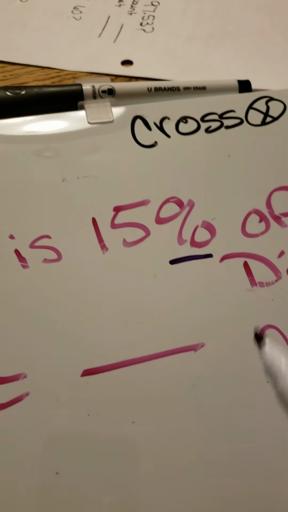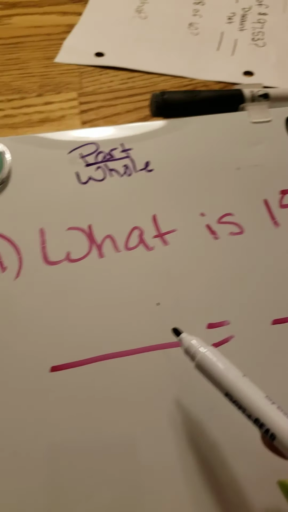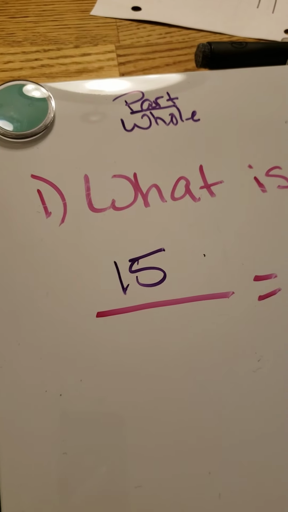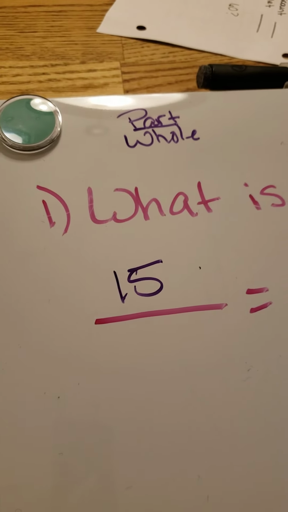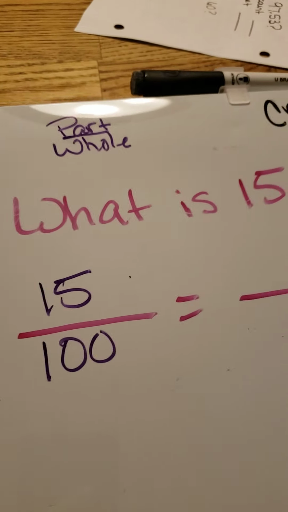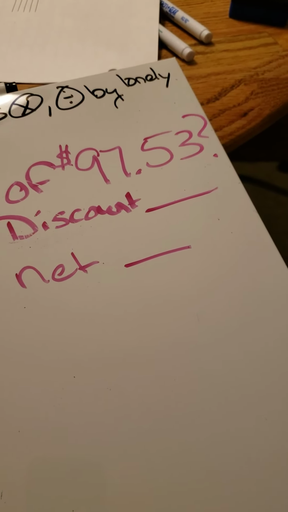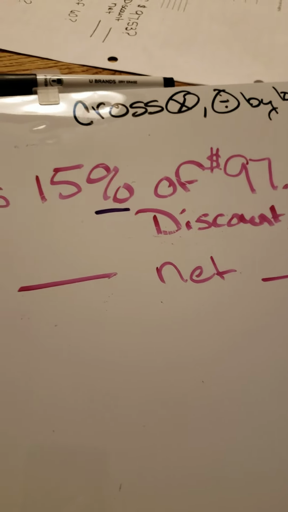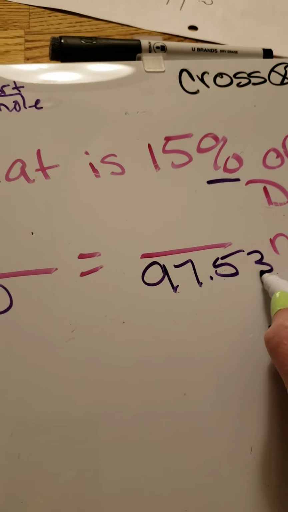Okay, so when we're dealing with a percent, 15% is part of a number. So it's going to go on the top. So I'm going to do 15%. Okay, if we're talking about a whole, percent is 100. You ate 100% of something, you ate the whole entire thing. So that's always going to go on the bottom. Okay, now it says of 9753. Well, of that, if we want to find out 15% of that, that's the whole amount. So 9753 is my whole amount.